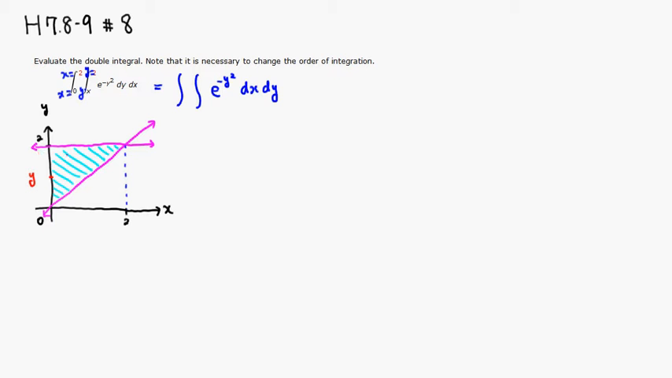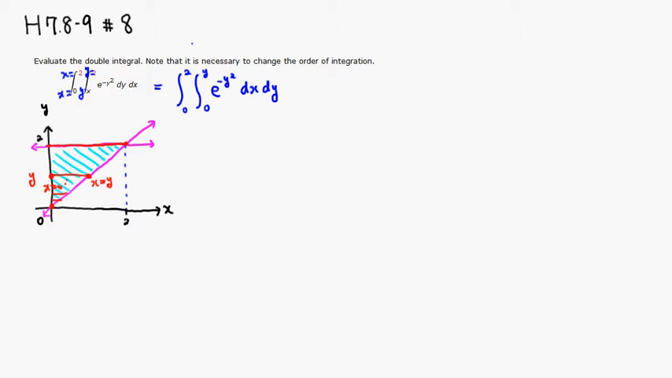Then the x value is going from x equals 0 to this straight line, which is y equals x, or x equals y. So x goes from 0 to y. Then to cover the entire triangular region, y starts from 0 and keeps going until y equals 2. So it goes from 0 to 2.